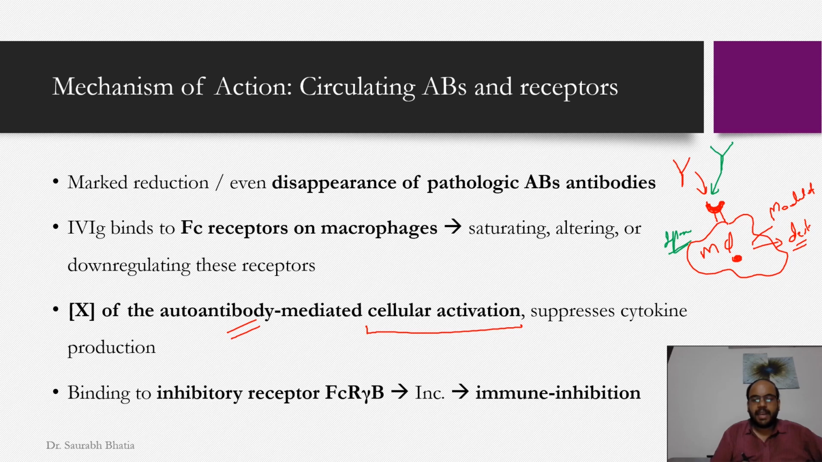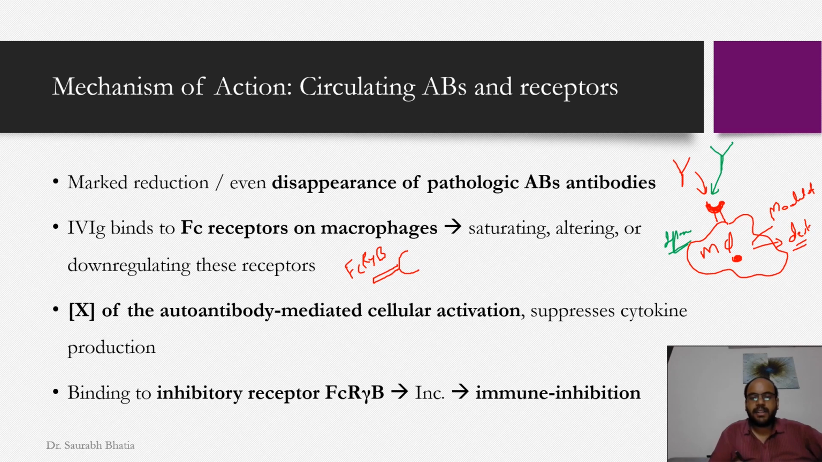So FcR gamma B. It's a type of Fc receptor. That means it's a receptor for the Fc part of immunoglobulin, and this will lead to degradation. Let me explain it very quickly. I would need a bit of empty space. Let's say that this is Fc. This is FcR gamma B.